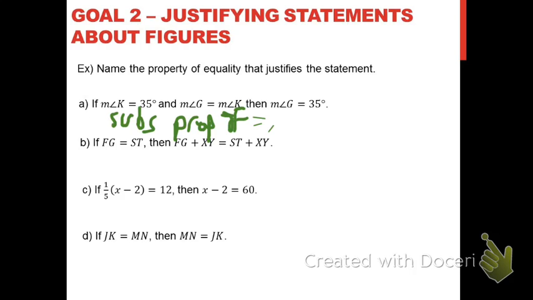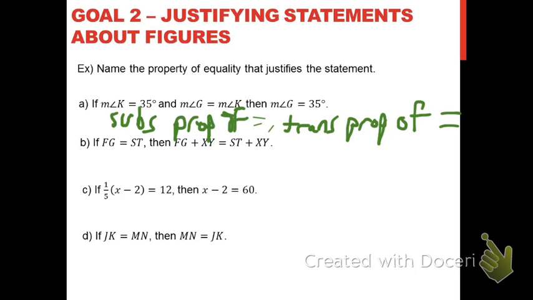But you could also justify this as being the transitive property of equality, because I'm telling you basically that 35 degrees and the measure of angle G are each equal to the measure of angle K. And if they're equal to the same thing, they've got to be equal to one another as well. Alright, substitution property and transitive property often are very similar to one another. There are instances where you definitely choose one over the other though. I think substitution property is probably the better of the 2 answers here.